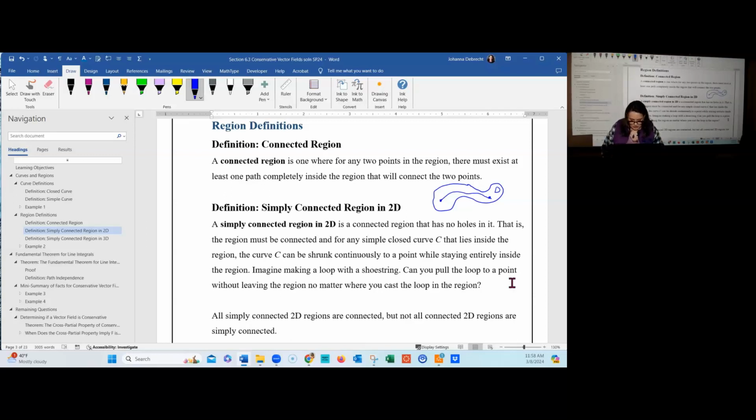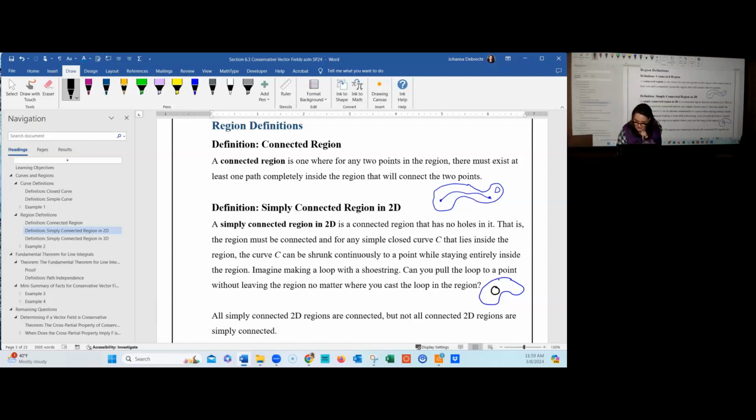Let's now talk about a simply connected region. We'll have to make the definitions in both 2 dimensions and 3 dimensions because it means something slightly different in the different dimensions. We'll start with a simply connected region in 2 dimensions. It's a connected region that has no holes in it. And by holes, we do literally mean a hole. So if I have this, and inside of it, I have a hole, then that would not be simply connected. It's connected, but it's not simply connected.